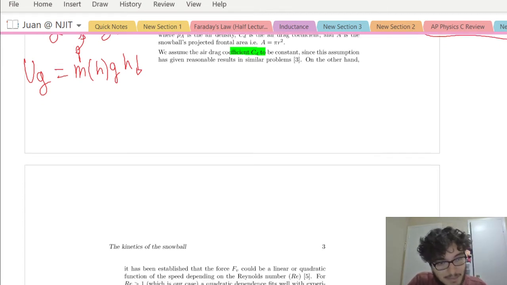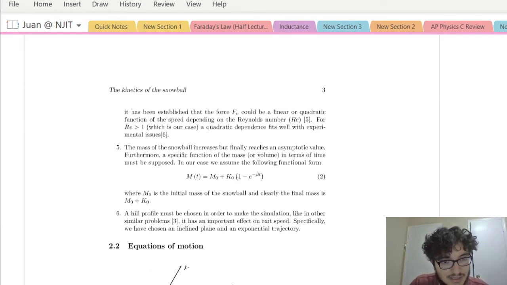Then let's see. It has been established that the force of drag could be linear or quadratic, according to Reynolds number. For Reynolds number greater than 1, which is in our case, a quadratic dependence. Okay, I don't really know what Reynolds number is. Let's see what that is. I'm curious. Apparently it has to do with air drag. No clue what this is. Reynolds number.